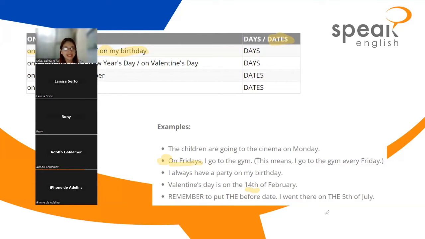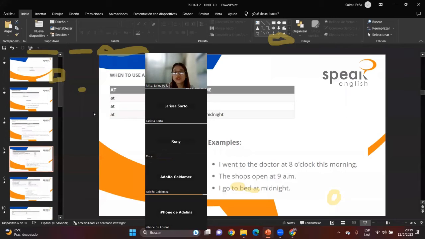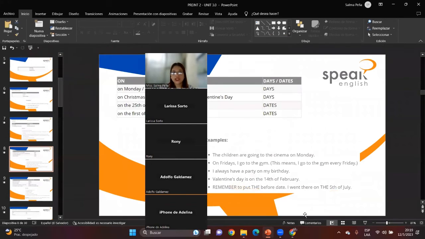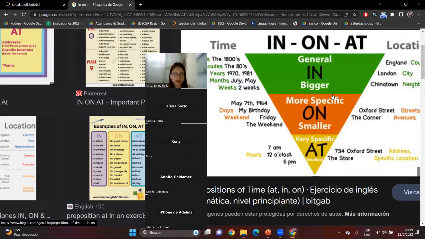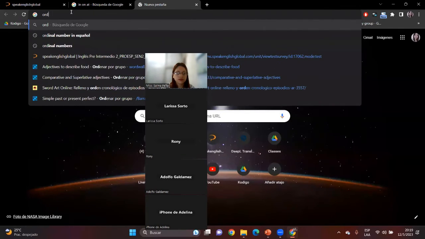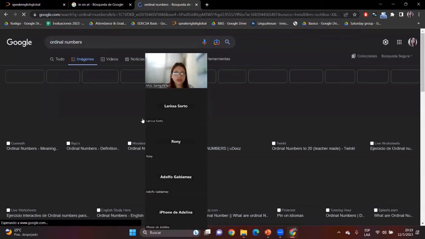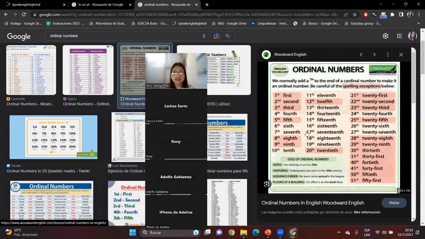And when we talk about dates, you put the determiner: the 5th of July, the 14th of February, when we use it in that structure. That's why we have here the 14th of February and the 25th of December. Remember, when you talk about days and dates, we use ordinal numbers. I will send you this picture, and I will send you the other that will have ordinal numbers, because we use them to talk about the dates.